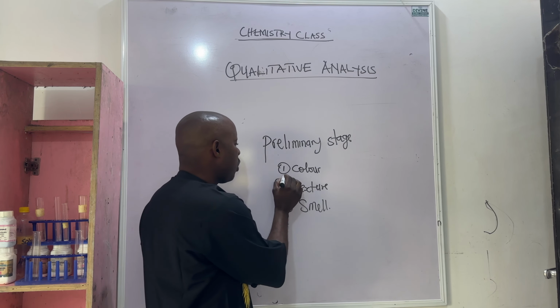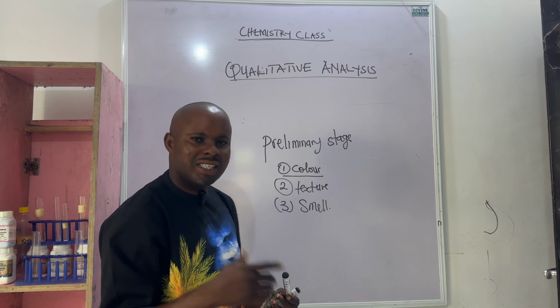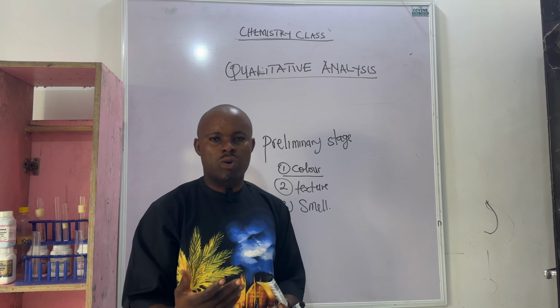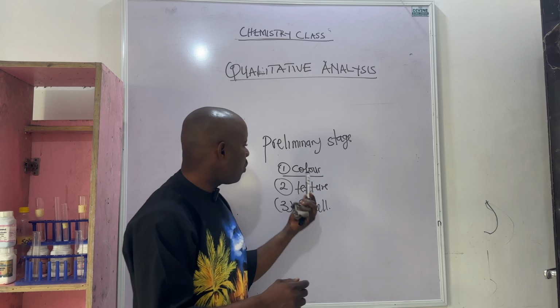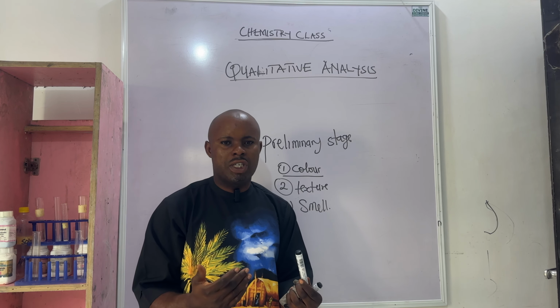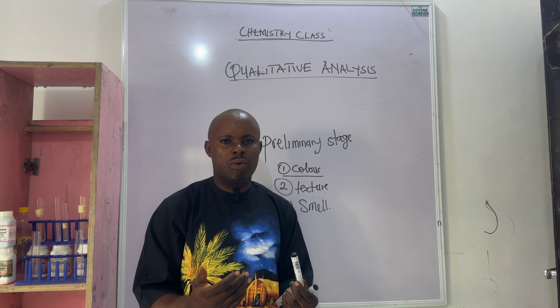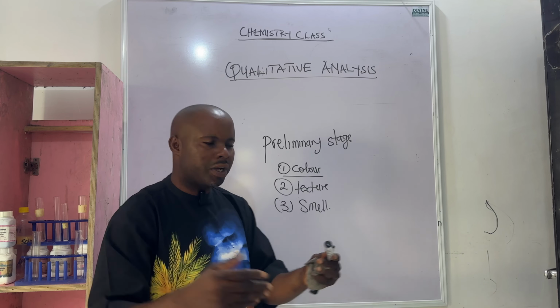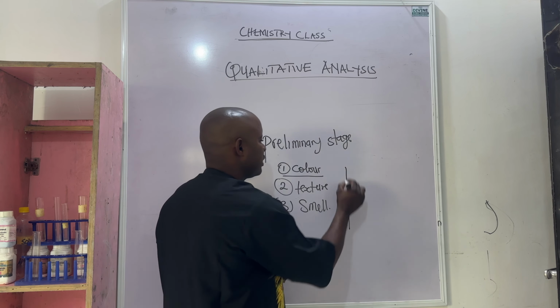So we are going to use the color as the first stage in identifying this salt. A very good example of using color, as we are told when teaching the periodic table, is that we have a d block in the periodic table known as the transition metals.